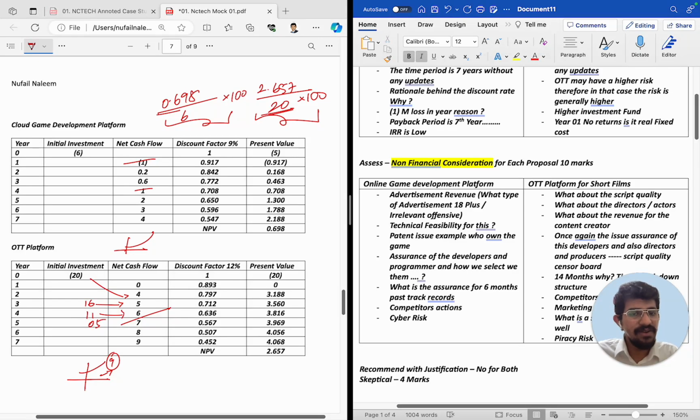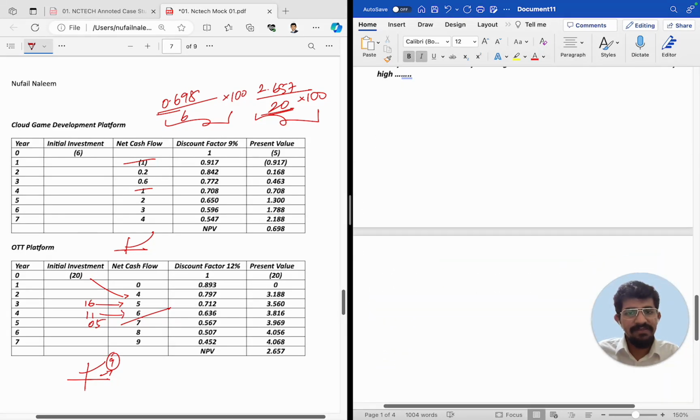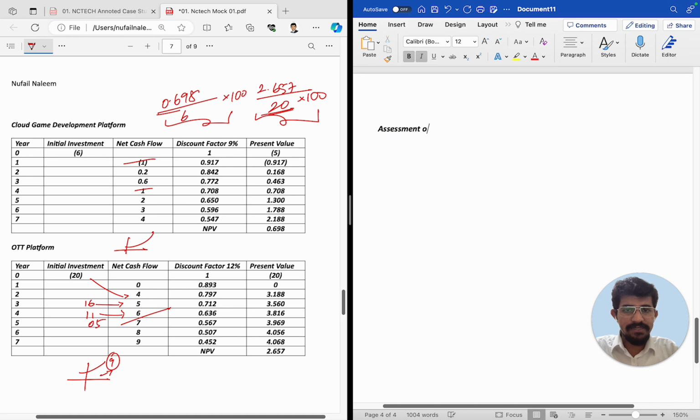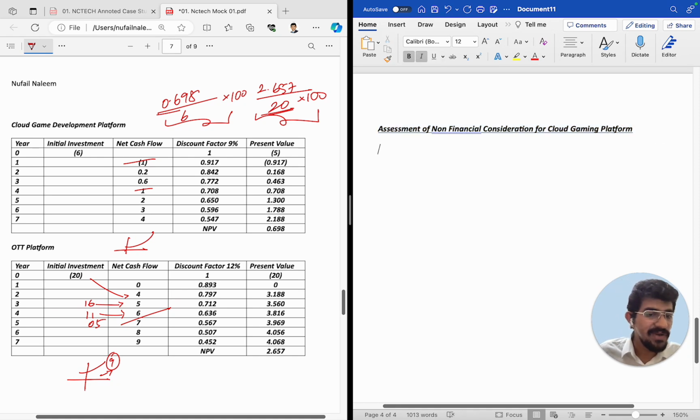So I am going to write down here so that it will be very easy for you all. Assessment of non-financial consideration for, in simple language, cloud gaming platform. Cloud gaming, what students? Platform. For your understanding purpose only. Assessment of non-financial consideration for cloud gaming platform. I believe this is very, very clear for you all at the moment. Nothing to worry at the moment.